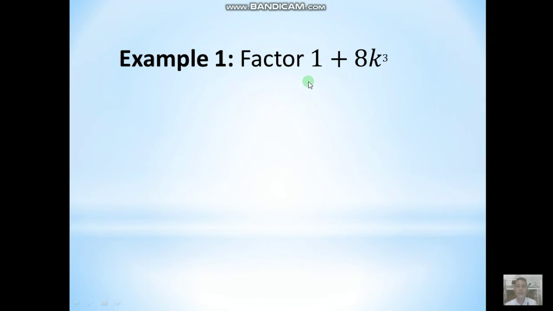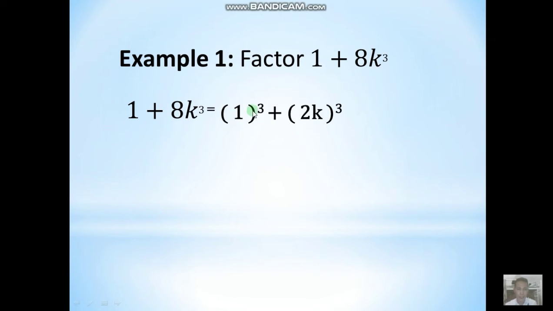So, let us take this example number 1. Factor 1 plus 8k cubed. First, we need to express each term in exponential form to the power of 3. This is now the exponential form of 1, meaning the base 1 is being multiplied by itself. The result is still 1. And this is the exponential form of 8k cubed: quantity 2k raised to 3, meaning the base 2k is being multiplied by itself 3 times, and the result is this one.